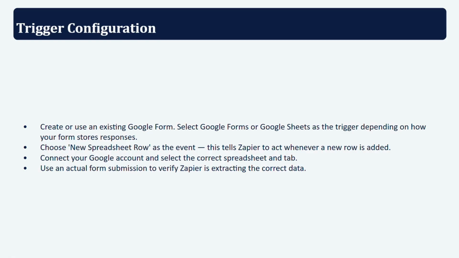Now, how to automate triggers. You create or use an existing Google form, either Forms or Sheets, as a trigger. Now, make a new spreadsheet row as the event. This tells Zapier to act. So whenever a new row is added in the spreadsheet, then Zapier will act. Now connect your Google account and select the correct spreadsheet and tab. And all you have to do after that is use a form to make sure Zapier is actually taking in the correct data.